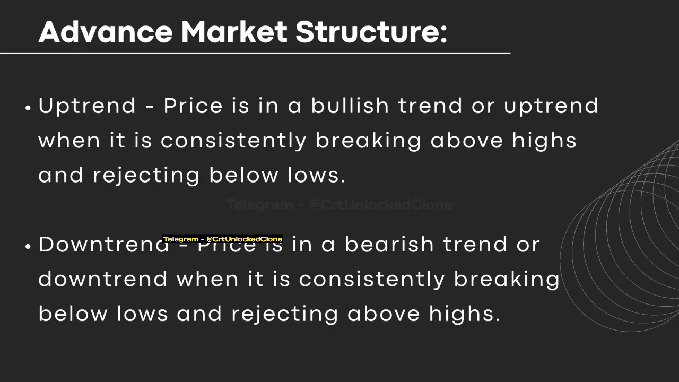Similarly, a downtrend is classified when price is consistently breaking below lows and rejecting above highs, meaning it's unable to have a displacement or expansion above highs, which is what we call rejecting above highs, and predominantly it's only able to expand lower by breaking below lows and closing below them. This is how we classify a bearish market structure: breaking below lows and rejecting above highs. Now let's move on to the next slide and see how each one of them would look.